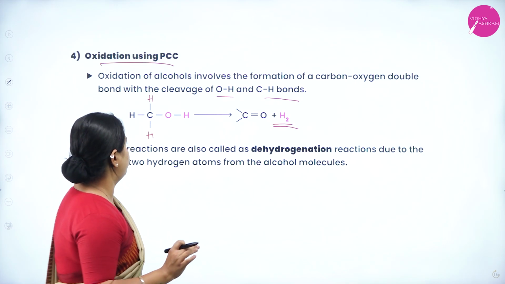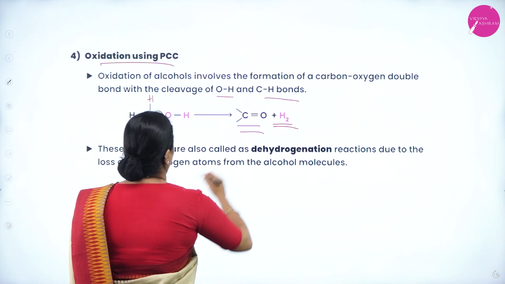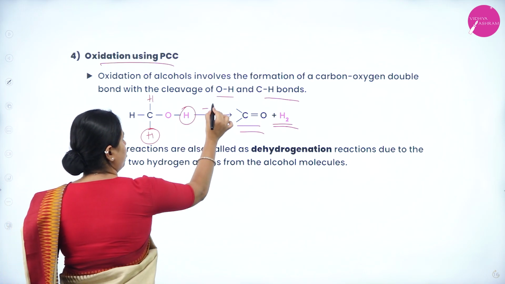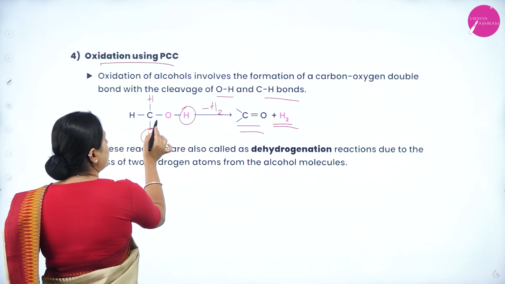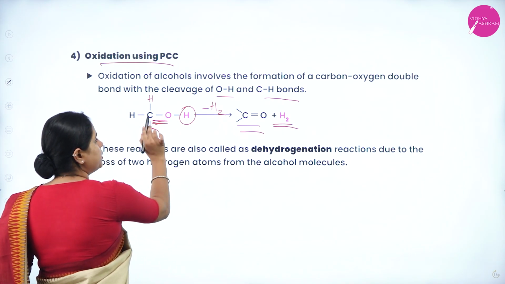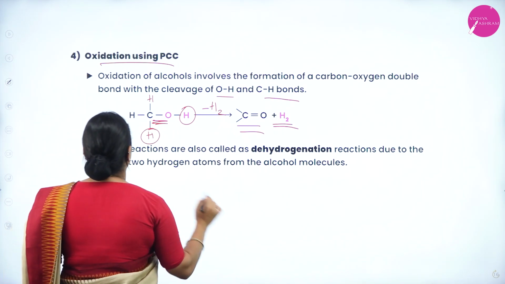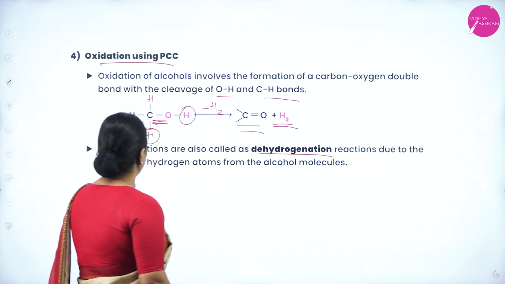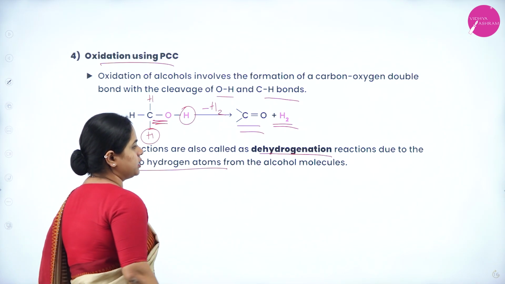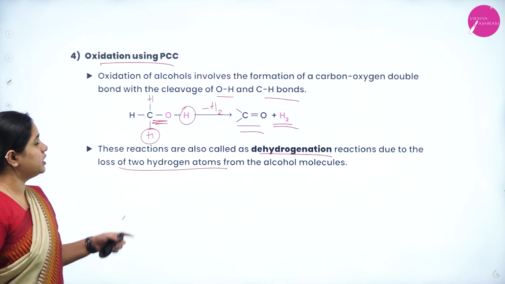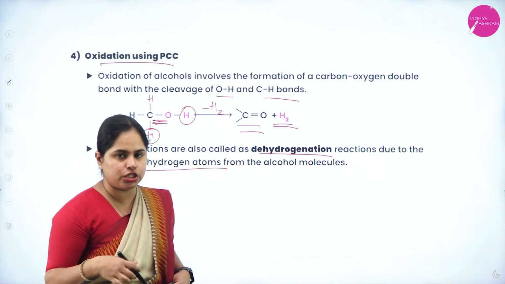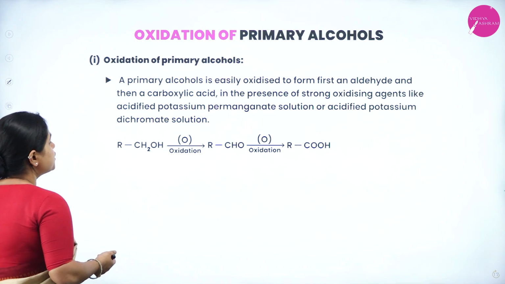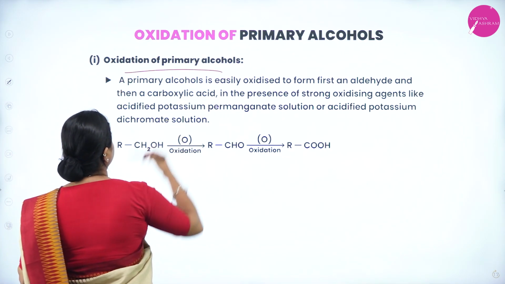Hydrogen will be removed from here and you will get a double bond. That means let's assume this hydrogen is removed and this hydrogen is removed. So what happens? There will be a double bond between the carbon and oxygen which is shown here. These reactions are also called dehydrogenation reactions due to the loss of two hydrogen atoms from the alcohol molecules. So oxidation, you can remember it as removal of hydrogen atoms. So this is also called dehydrogenation.